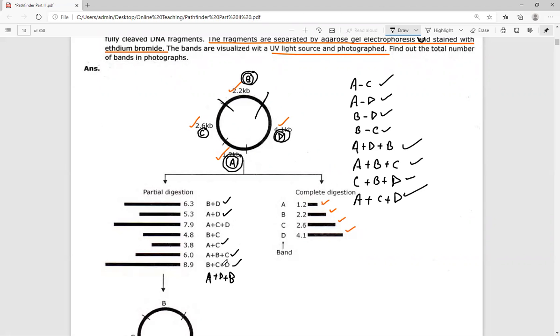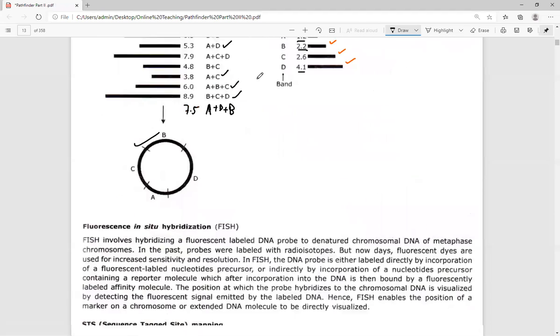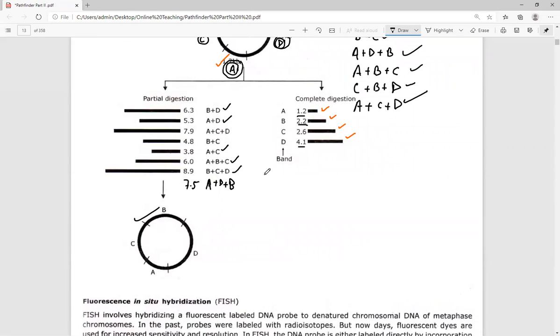These are the 8 different fragments. 1, 2, 3, 4, 5, 6, 7, 8. 8 different fragments would be produced. And ADB will be equal to A plus D plus B, 7.2245. These are the different fragments that would be produced, and this would be the genomic DNA map that has been produced. Any doubt that you have?